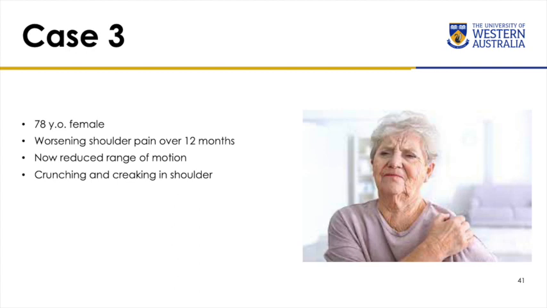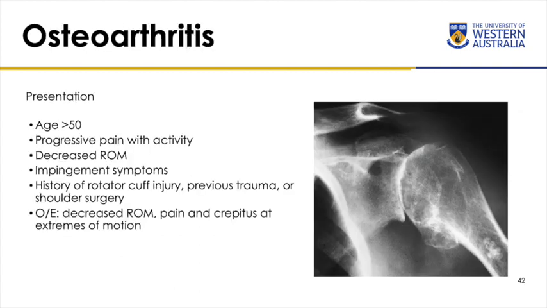Case 3 was an elderly lady who has osteoarthritis. Osteoarthritis is a disease of the elderly, with very few patients presenting below the age of 50. Presents with progressive pain with activity and decreasing range of motion. Patients may have impingement symptoms. Can be associated with previous trauma or previous shoulder surgery for instability or rotator cuff. On examination, patient has decreased range of motion, both active and passive, pain and crepitus at extremes of motion.